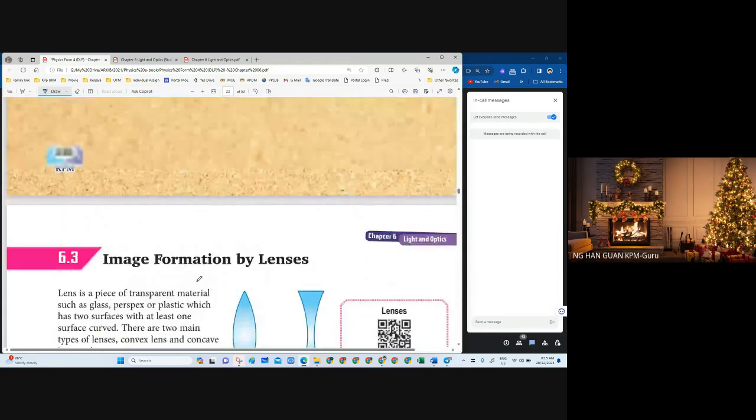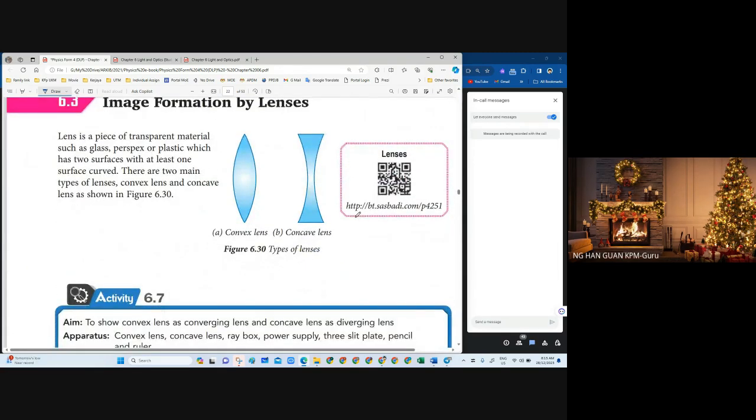So we have two types of lens here, which are the convex lens and the concave lens. Both drawings are a little bit different, so you have to learn how to draw. This is the main focus.